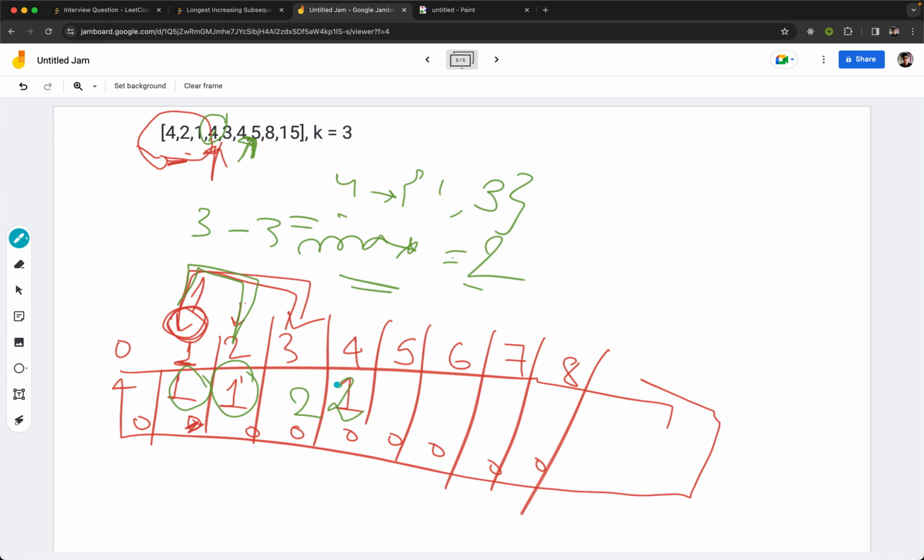Now why are we considering 2 plus 1? 2 because of this maximum range's value, and 1 because we are including this 4. Makes sense? So this is 3 now. Now what is our maximum? It has been changed to 3. Got it? So basically this would be our overall approach.